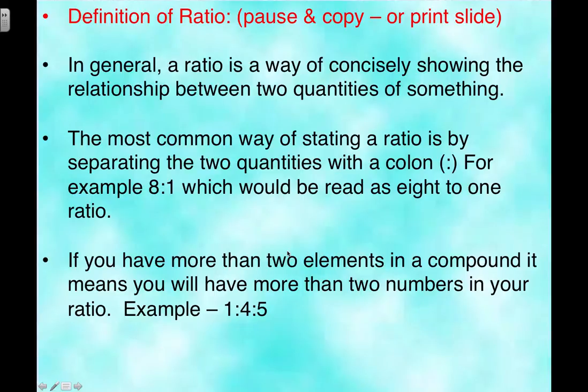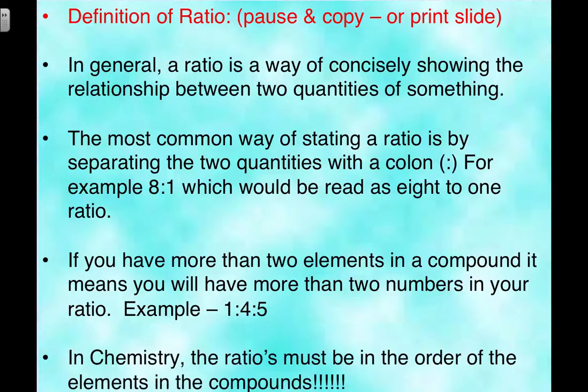If you have more than two elements in a compound, now obviously we're doing this for chemistry, that means that you will have more than two numbers in your ratio. For example, 1 to 4 to 5 or whatever. By the way, my voice seems to be going, so I apologize if I'm a little craggy.